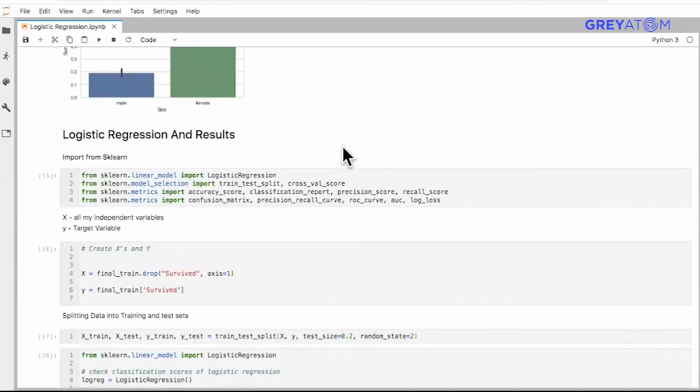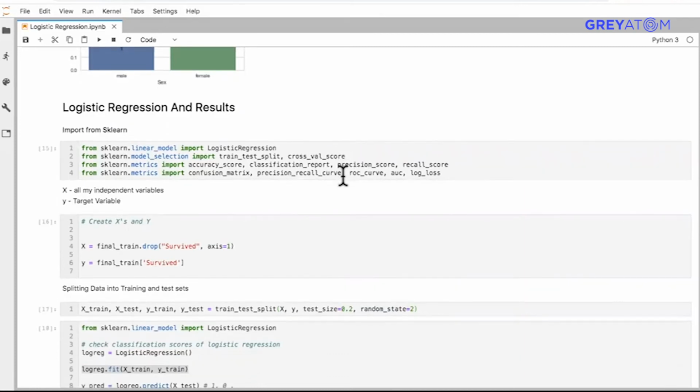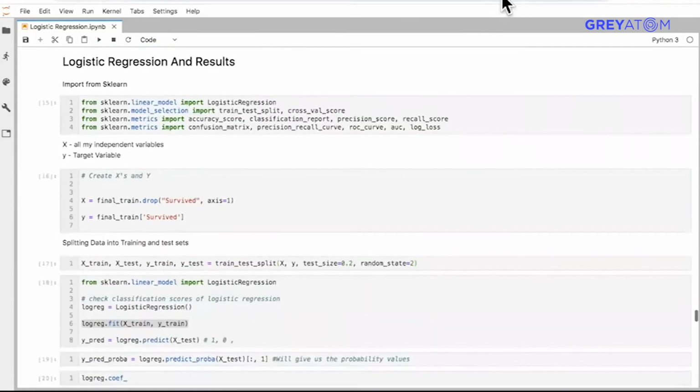So the next part is just the implementation of logistic regression and results. Let's see. I'm going to import from sklearn logistic regression, some of the other metrics, train test split, validation score, accuracy, the metrics we were talking about in the concept part: classification, precision, recall, confusion matrix, all of this I have imported.